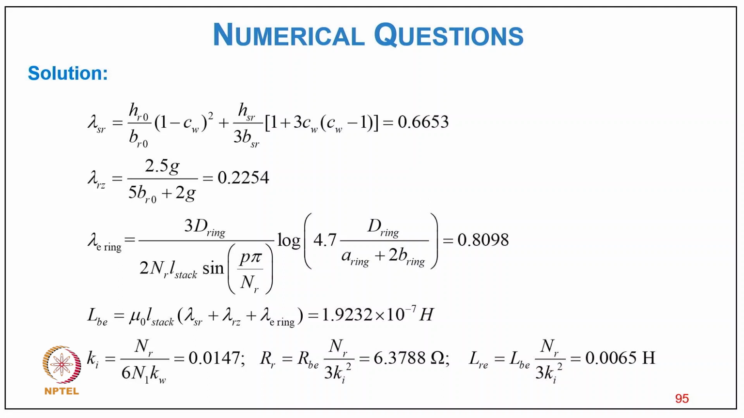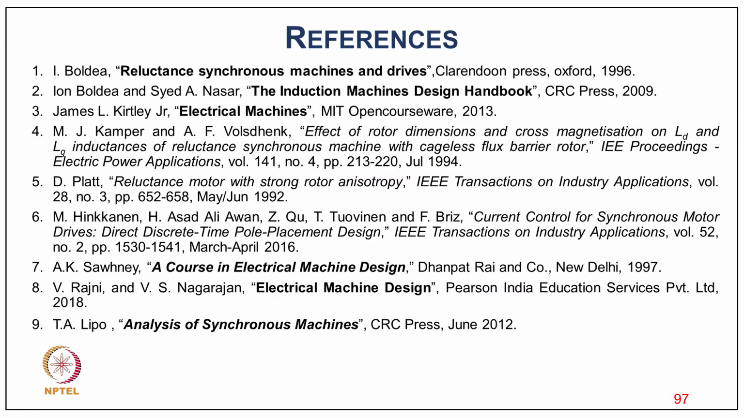and LB equal to mu 0 L stack in bracket lambda SR plus lambda RZ plus lambda E ring, it comes to 1.9232 10 to the minus 7 Henry, and K equal to NR upon 6 W1 KW, that's 0.0147, and RR equal to RB upon NR upon 3 KI square, that comes to 6.3788, or LR equal to LB NR upon 3 KI square, that comes to 0.0065 Henry.